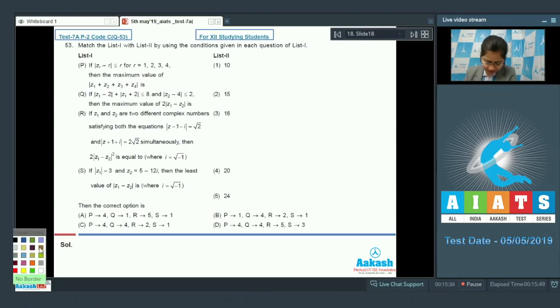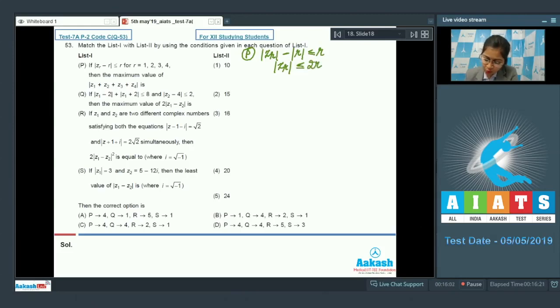Option P says that if modulus of zr minus r is less than or equal to r, for r equal to 1, 2, 3, 4, we have to find the maximum value of modulus of z1 plus z2 plus z3 plus z4. Now, modulus of zr minus r is greater than or equal to modulus of zr minus modulus of r, which is less than or equal to r. So, modulus of zr is less than or equal to 2r.